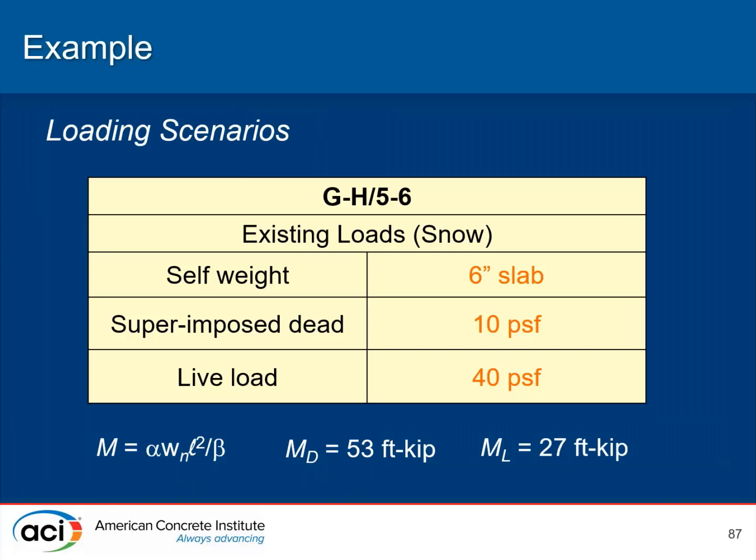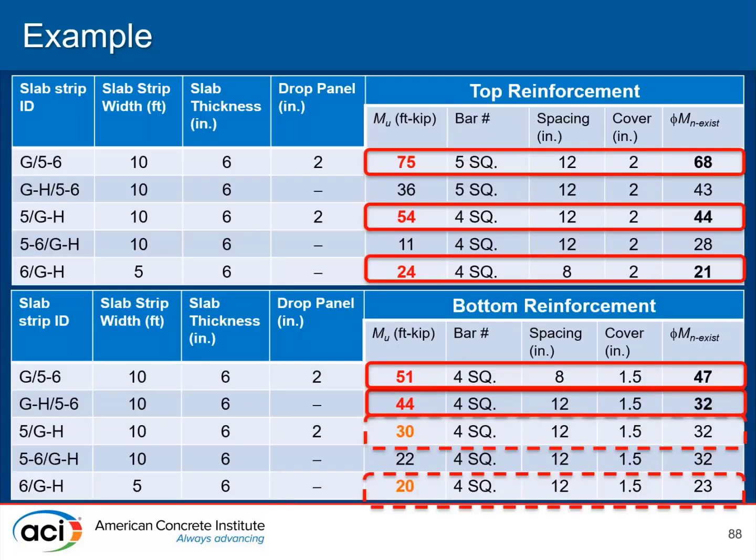This is just the loading scenarios with respect to the slab, the portions of the slab. The self weight is for a 6-inch slab. The superimposed dead load is 10 PSF, and again the live load is 40 PSF. So the dead load moment was 53 kip feet, and the live load moment was 27 kip feet for the area G to H, 5 to 6.